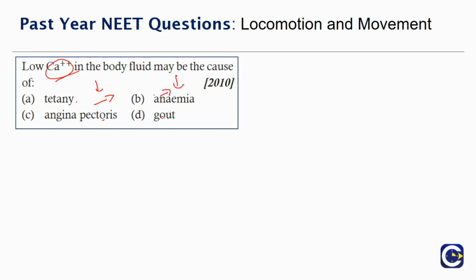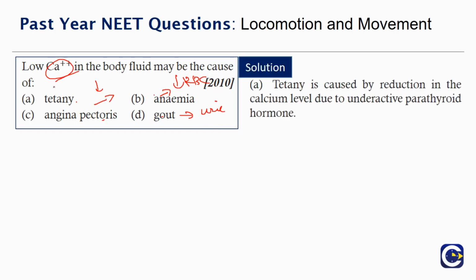Anemia is when there is a reduction in the circulating RBC count. Angina pectoris is the acute chest pain that spreads to the left shoulder. Gout is the deposition of uric acid crystals in the joints and causes their inflammation. So low calcium level in the body will also result in low calcium in the sarcoplasmic reticulum. So there will be no proper contraction or relaxation of the muscle. So tetany is a side effect. Tetany is caused by reduction of calcium level due to underactive parathyroid hormone. So moving on to the next question.